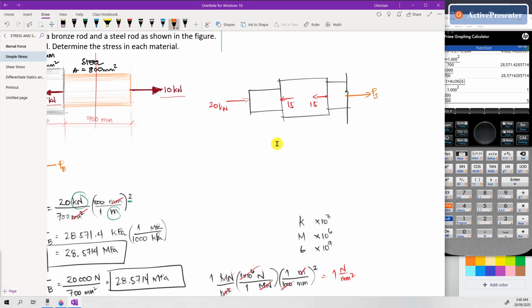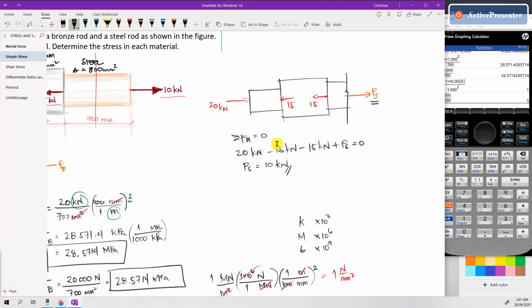Okay, then if we take the summation of forces along the horizontal, so we have 20 kilonewton minus 15 kilonewton minus another 15. Okay, then plus, dahil going right, consider natin positive, P sub S, then that is equal to 0. So kung isa-solve natin yan, then we will have P sub S is equal to 10 kilonewton. So, since positive ang lumabas, then tama yung assumption natin ng direction.